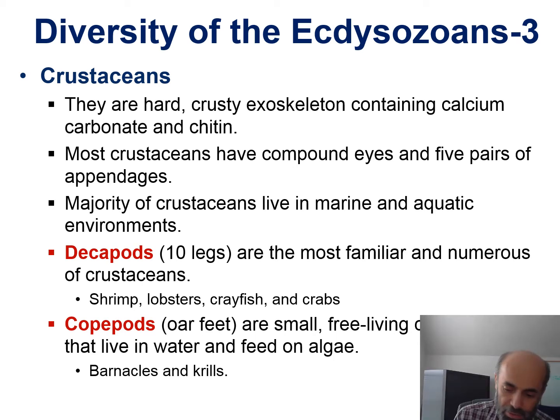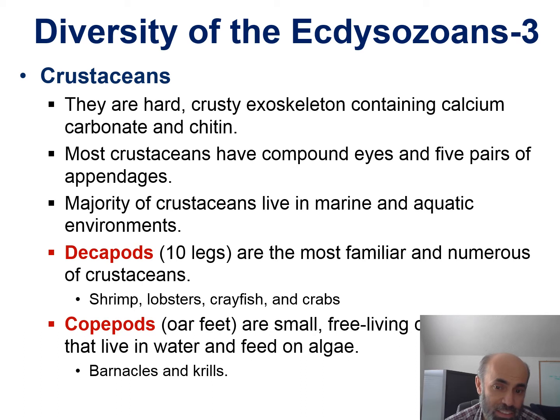Crustaceans are part of this group, crustaceans like the crayfish that we saw in the lab. The name is given because of the crusty exoskeleton, which is made of calcium carbonate and chitin. So they are pretty hard-shelled. They have compound eyes with 5 pairs of appendages. The majority of them live in an aquatic environment. Some of them are called decapods and others are called copepods.